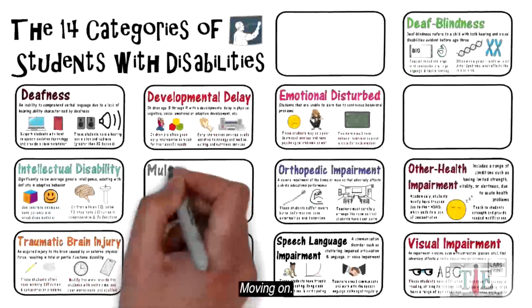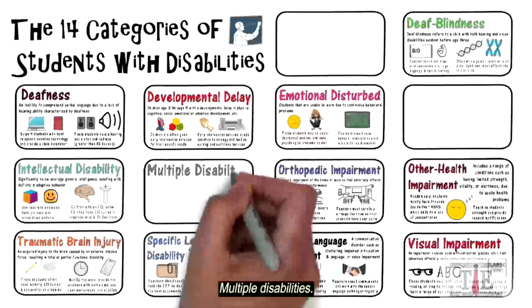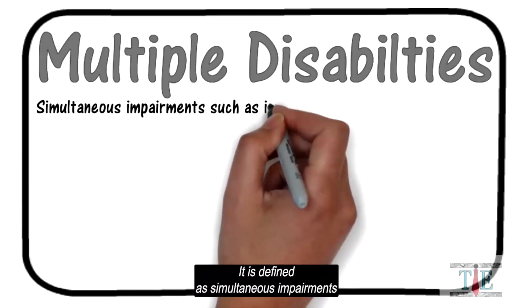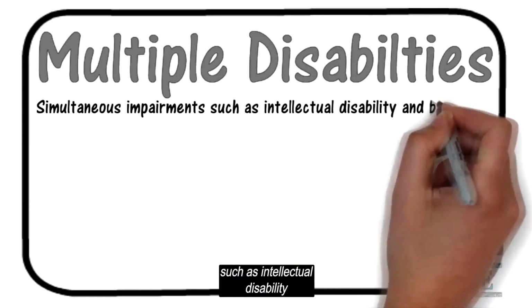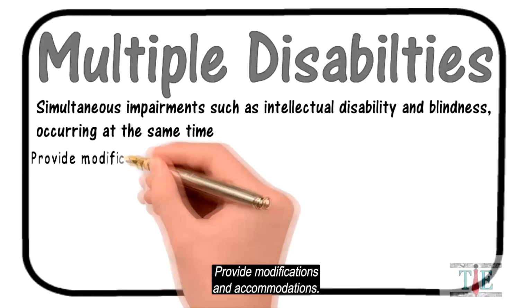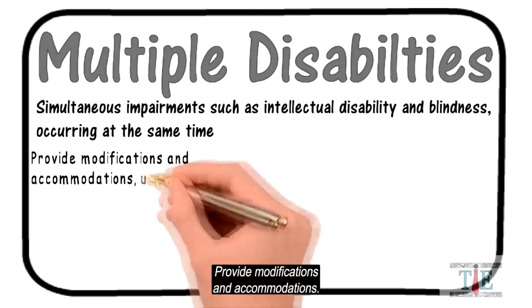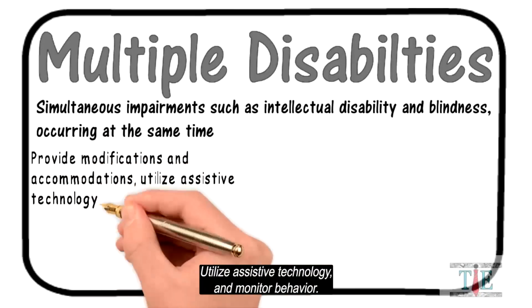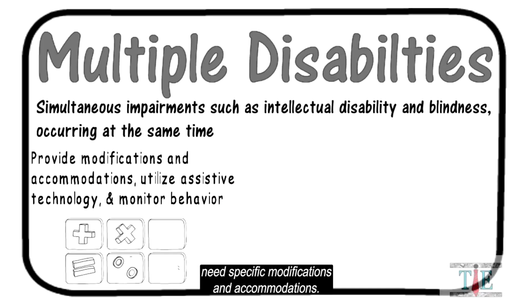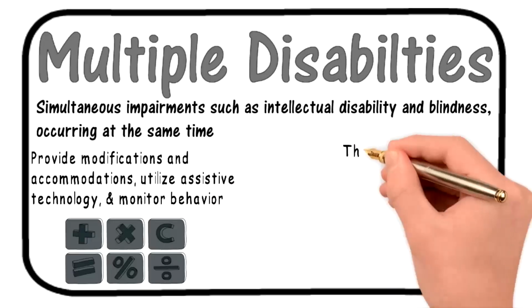Moving on. Multiple disabilities. It is defined as simultaneous impairments such as intellectual disability and blindness occurring at the same time. Provide modifications and accommodations. Utilize assistive technology and monitor behavior. These students are going to need specific modifications and accommodations.